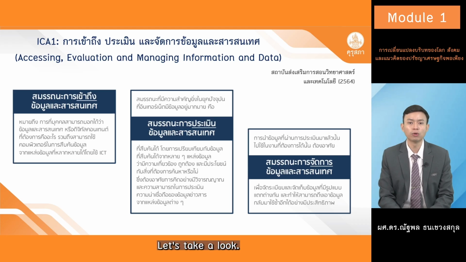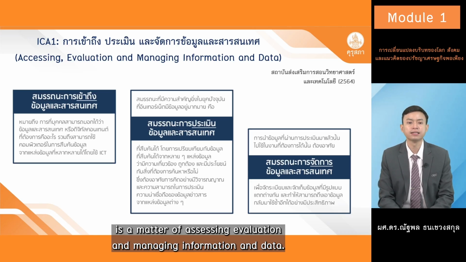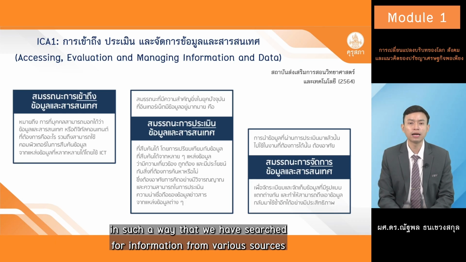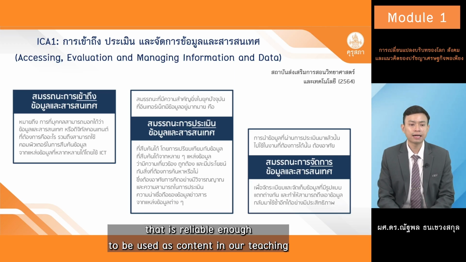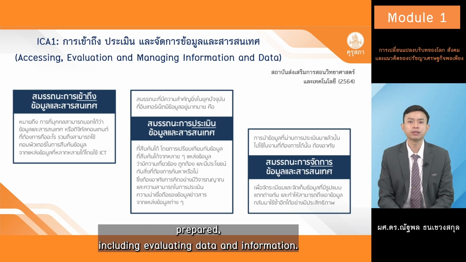Let's take a look. If it is ICA 1, they say that accessing, evaluating, and managing data and information is a matter of assessing, evaluation, and managing information and data. Teachers will have or develop the ability to access data and information in such a way that we have searched for information from various sources that is reliable enough to be used as content in our teaching so that our students can refer to the course content that we have prepared, including evaluating data and information.